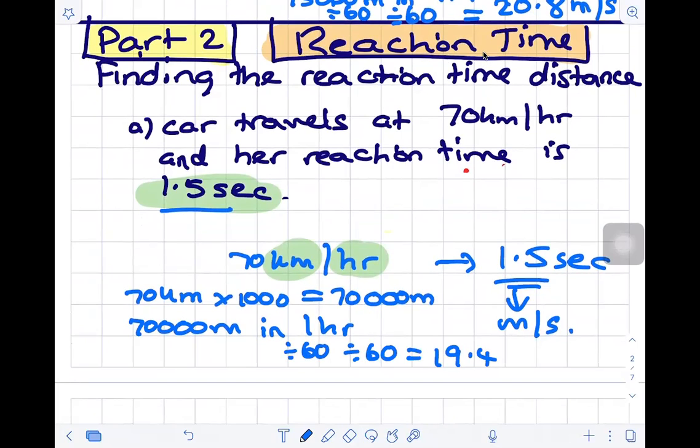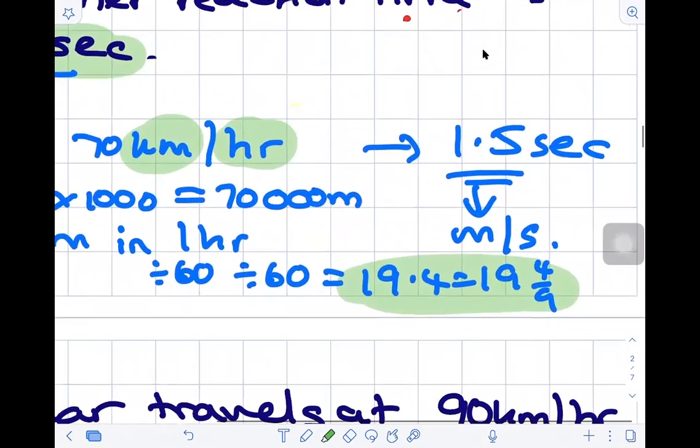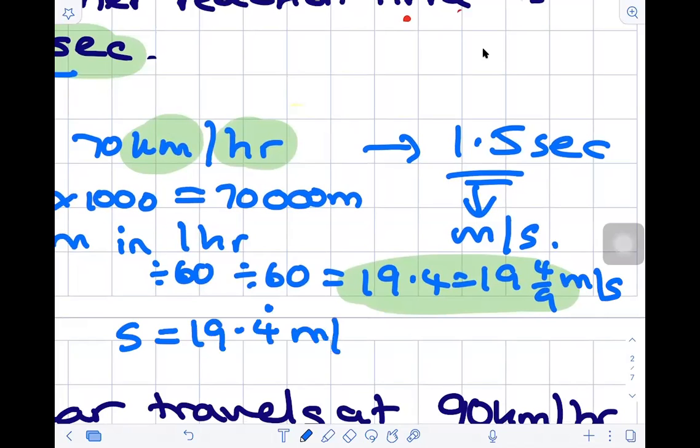So I'm just leaving that as a decimal. You could put it as a mixed fraction too if you want. It's 19 and 4 over 9. You just want to make sure you've got it exact. So what this means is that's your speed in meters per second. So your speed is 19.4 recurring meters per second. Your time is 1.5 seconds.